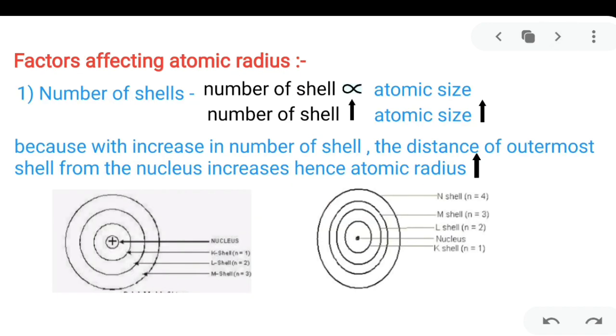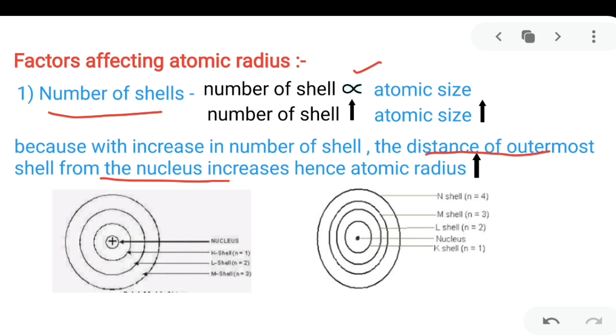Now let us discuss the factors affecting atomic radius. The first factor is the number of shells. The number of shells is always directly proportional to the atomic size or atomic radius. It means that when the number of shells increases, atomic size increases, because when the number of shells increases, the distance of the outermost shell from the nucleus also increases, hence atomic radius increases.